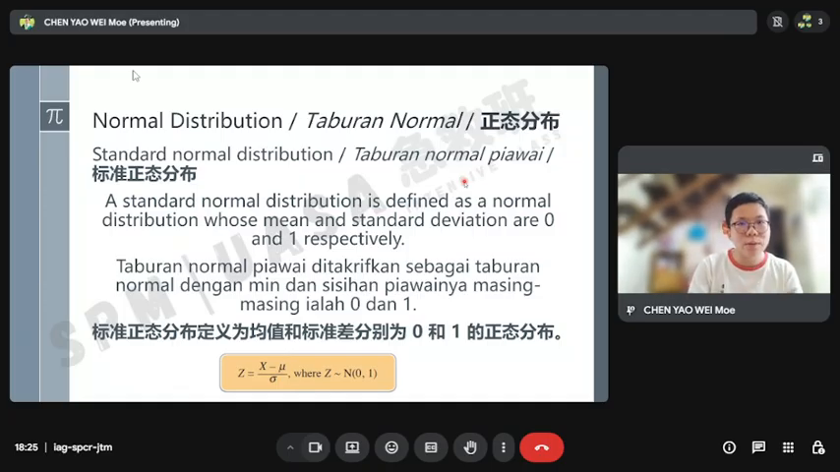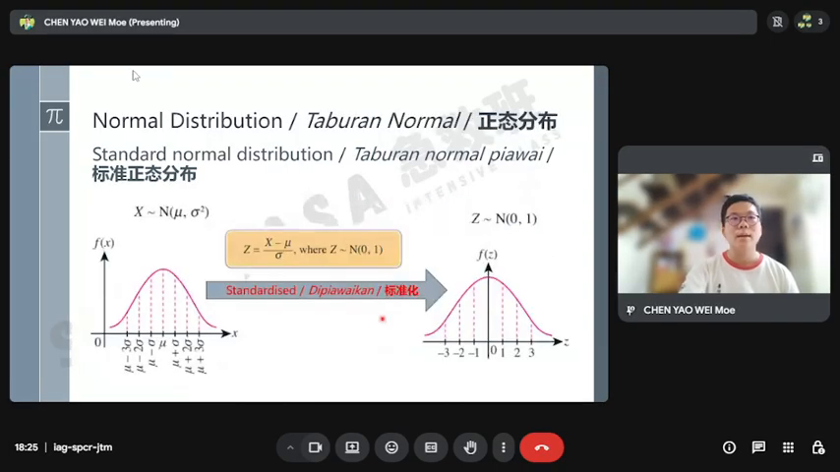So if the question asks you, 0 is the mean, what is the standard deviation? It is 1. The center is 0, and we can calculate the z-score using this formula. For the normal distribution like this, our mean is here, and when we standardize, we move the graph to here to make it like this.